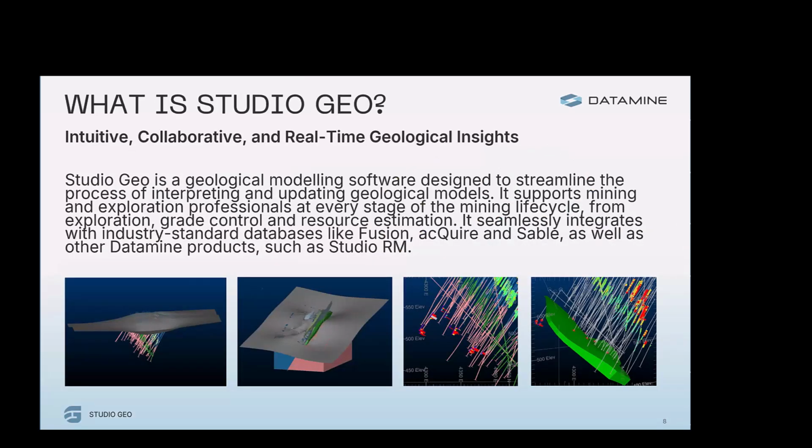So just having a bit of an overarching look, what is Studio Geo? Studio Geo at its heart is geological modeling software. It's meant to streamline the process of interpreting and updating our models. It works a little bit different from the implicit tools that we have in Studio RM. There are a lot of shared concepts and we'll go through those. But the main thing with Studio Geo is it's streamlined.